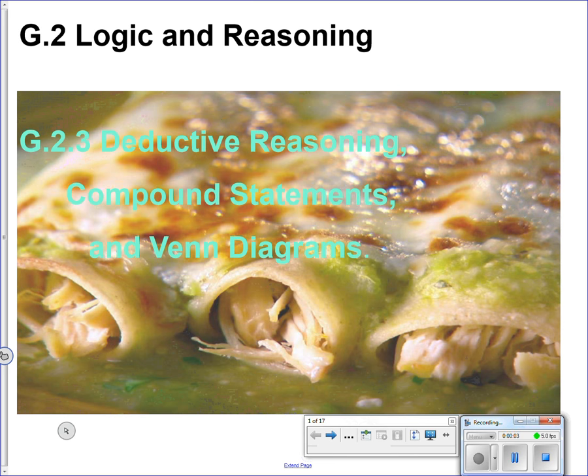Hey everybody, this is Mr. Munson. We are in Unit G.2, Logic and Reasoning. This concept is number 3, G.2.3, Conditional Statements.